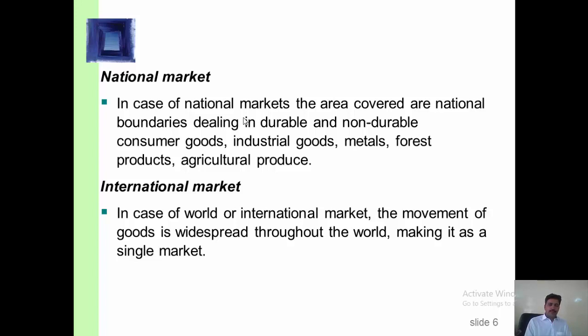The next type of the market according to the location is the international market. In the case of the world or international market, the movement of goods is widespread throughout the world, making it a single market. As we hear, we say that the world is a global village. The world is becoming a global village. So trade across this village is known as the international market.